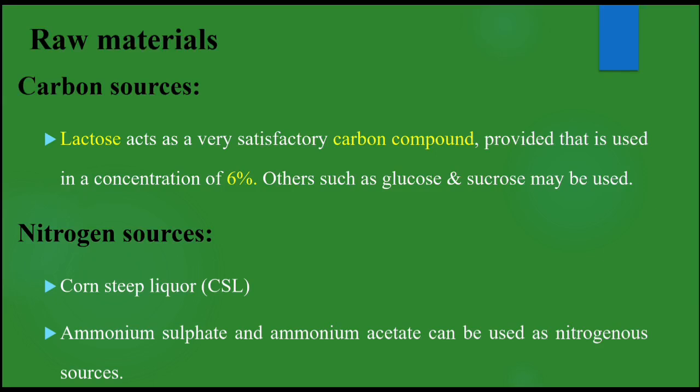Raw materials. First, the carbon sources. Lactose acts as a very satisfactory carbon compound, provided it is used in a concentration of 6%. Others such as glucose or sucrose may also be used. Nitrogen sources: corn steep liquor. Ammonium sulfate and ammonium acetate can be used as nitrogen sources.